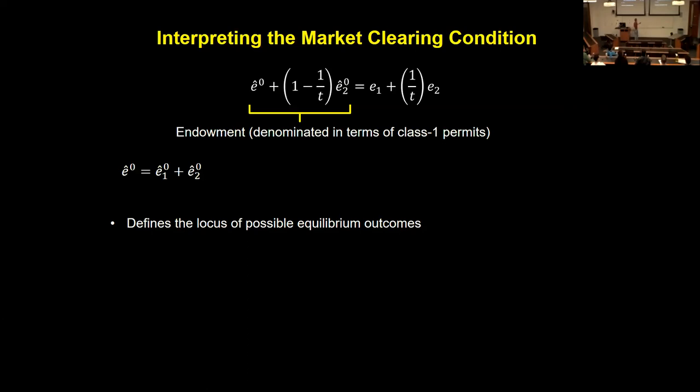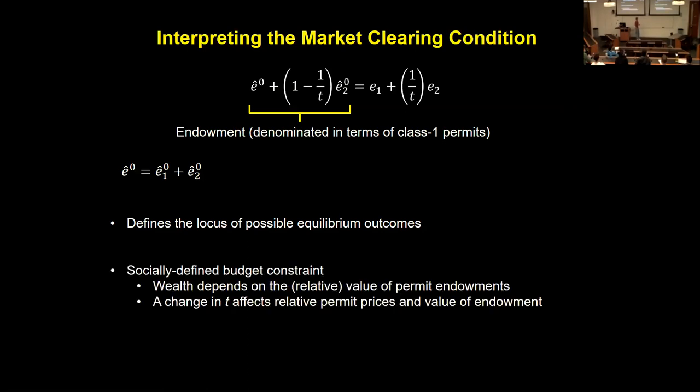You'll see that the market clearing condition defines the locus of possible equilibrium outcomes. When you trade, this condition is going to have to hold. You can think of this as a socially defined budget constraint. Wealth depends on the relative value of these permit endowments, so this is sort of our wealth on this side. A change in T is going to affect the relative permit prices and the value of that endowment. It has those dual effects that we talked about before. So here's T. If I change it, it changes my effective endowment.